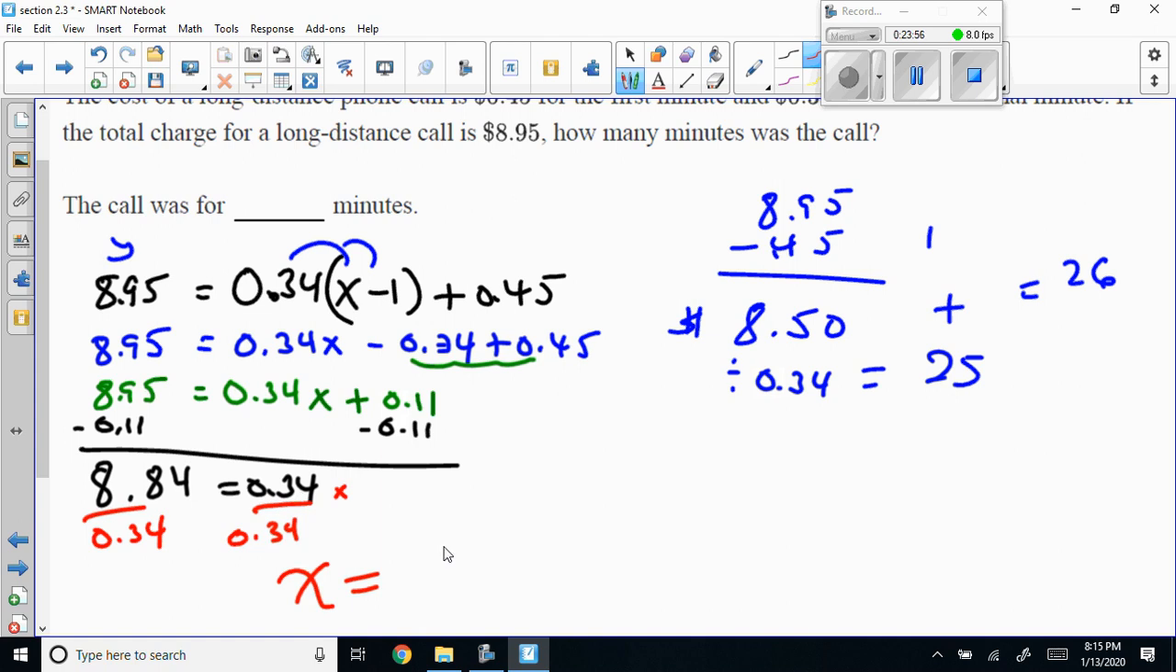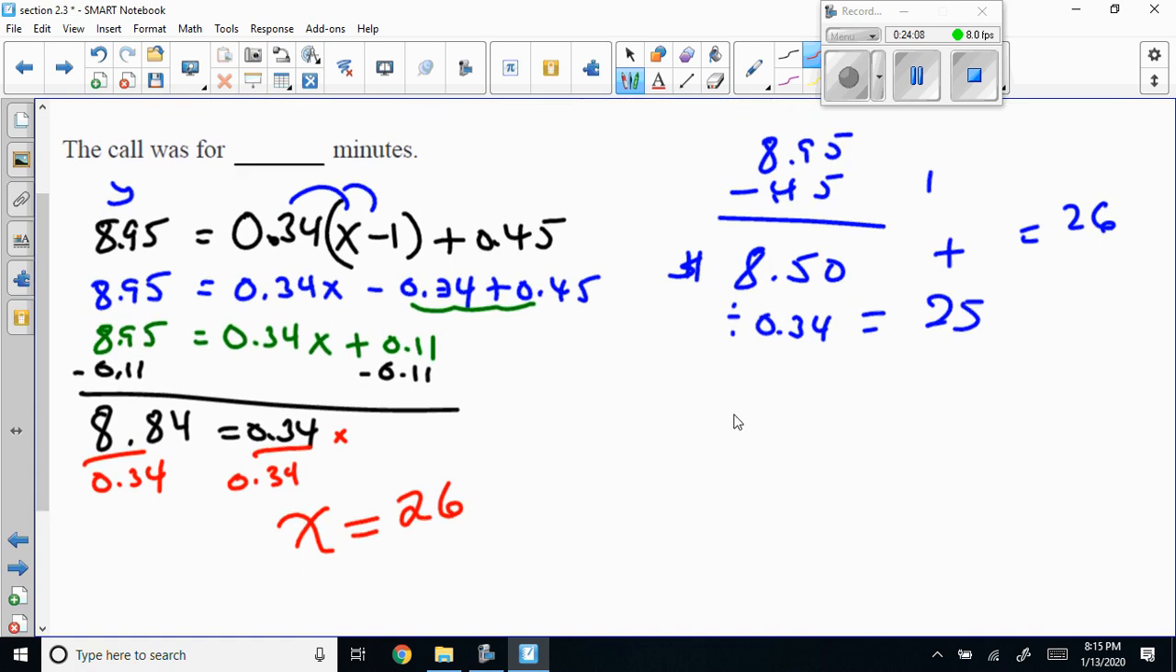How much? 84 divided by 0.34 is what? Should be that, right? I got 26 in my calculator. Okay, good. We got 26. Okay. What did we come up with right here with our logic? Same thing. Same thing. Right?